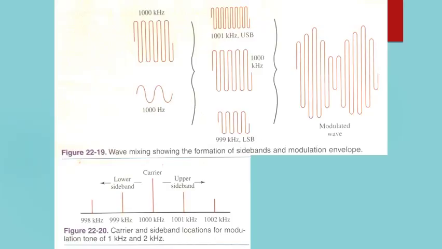There is not enough space in the spectrum for all broadcasters to transmit, and if all broadcasts contained the same message or operated on the same frequency, the effect would be confusing. Therefore, the broadcast band for AM radio extends from 535 kHz to 1605 kHz. This is divided into 106 channels, each 10 kHz wide.